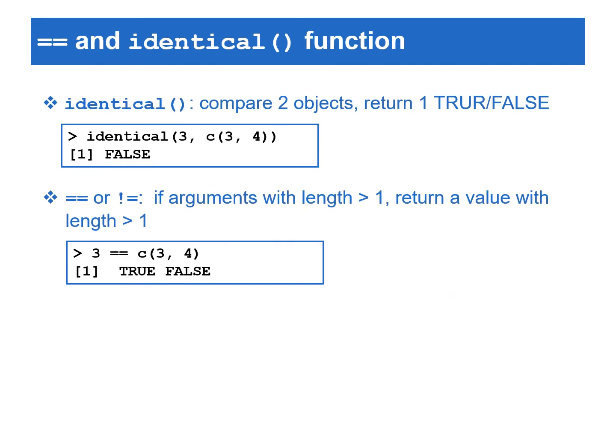To examine whether two objects are equal, we often use a double equals comparison operator. The identical function can also be used to compare two objects. The difference between these two methods is that the identical function only returns one single TRUE or FALSE value. But when we use a double equals or not equals operator to compare two vectors with lengths greater than 1, we will not get a single TRUE or FALSE value. This example illustrates the differences.